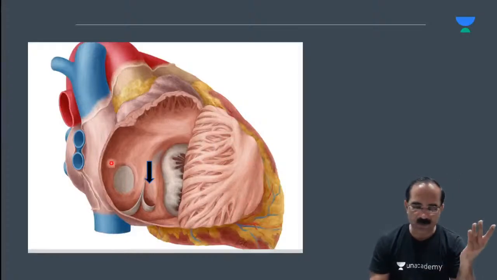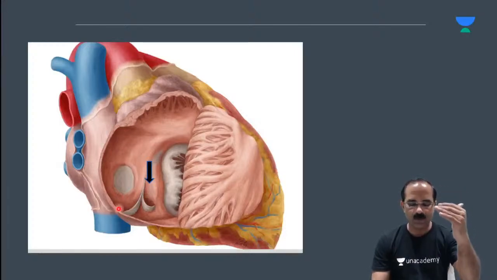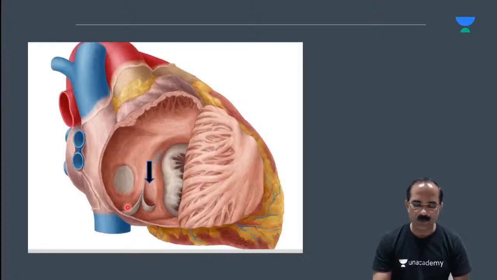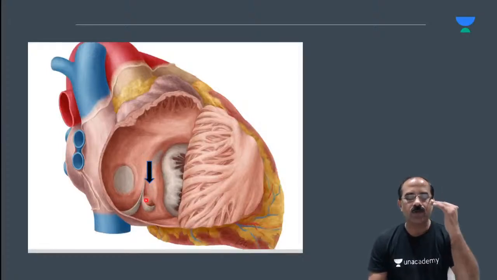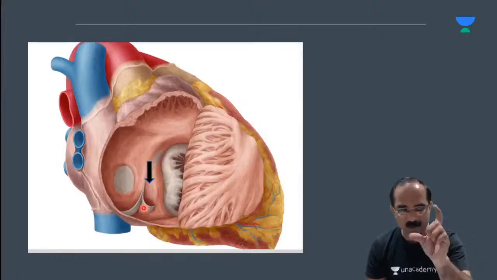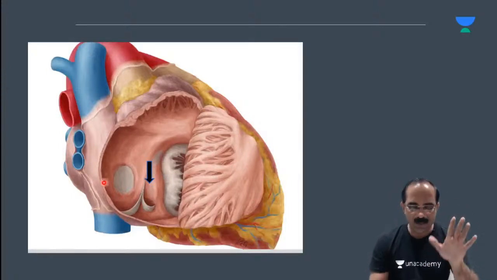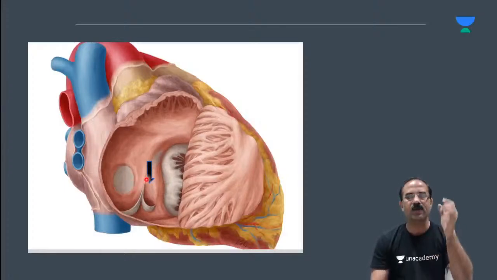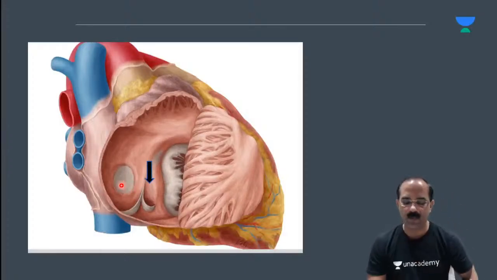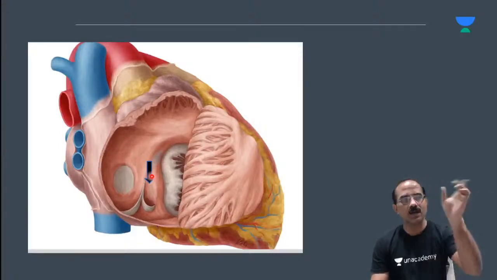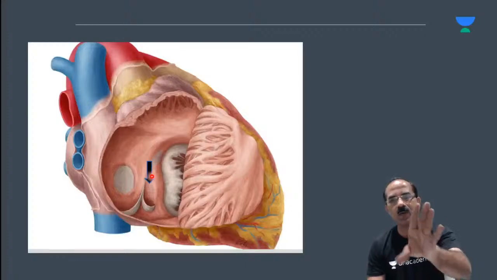The smooth part shows three openings. One is the opening of SVC. Second is the opening of IVC, which is guarded by the eustachian valve. Third is the opening of the coronary sinus, which is guarded by the Thebesian valve. That's the interatrial septum. This depression is known as the fossa ovalis. And this elevation is known as the limbus fossa ovalis.